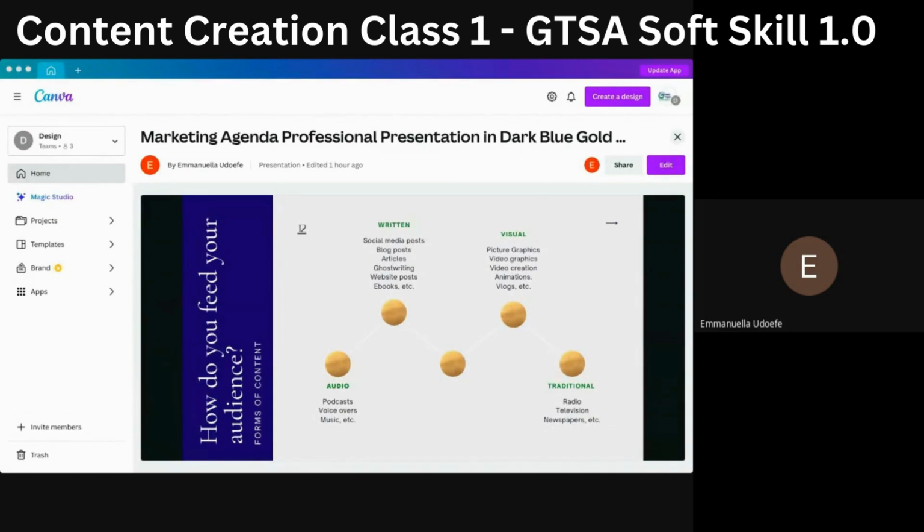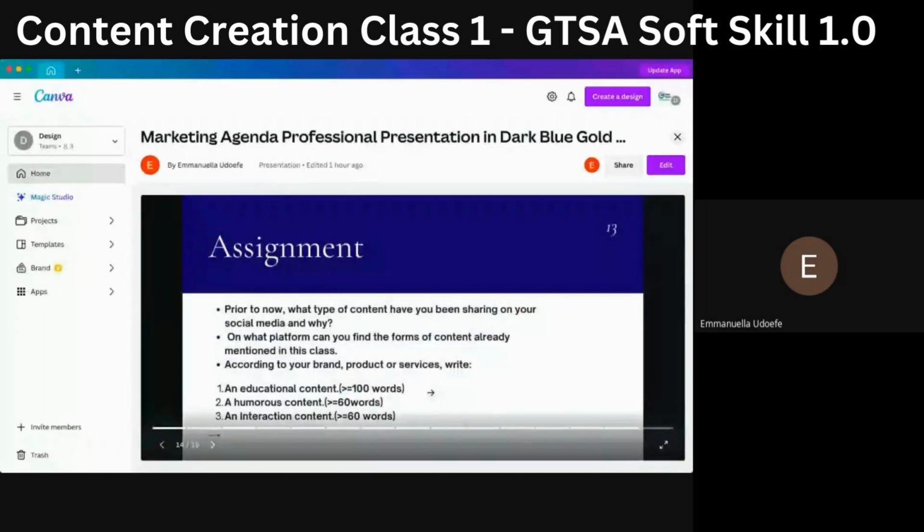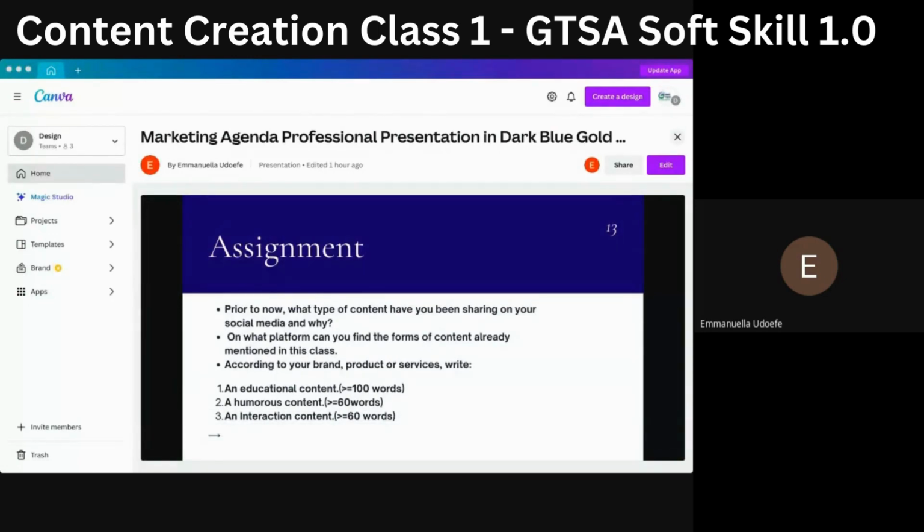Now, the last one, according to your brand, product, or service. That's if you have a personal brand, or if you have a business brand, whatever you're doing. One, you're going to write an educational content. Two, you're going to write a humor content. Three, you're going to write an interactive content. Each of them has a word limit, not more than, not less than, or greater or equal to, if you want to use the mathematics one. So the first one, 100 words, it can be a bit less, but not more than.